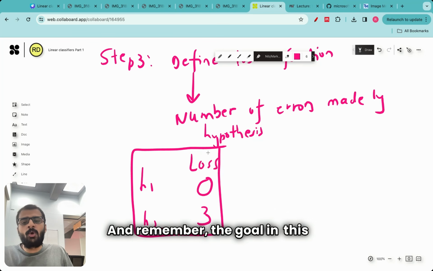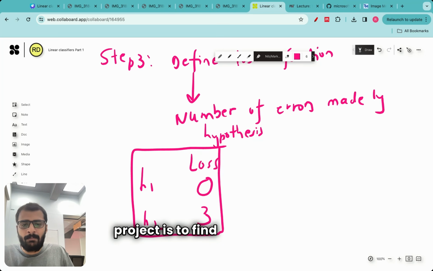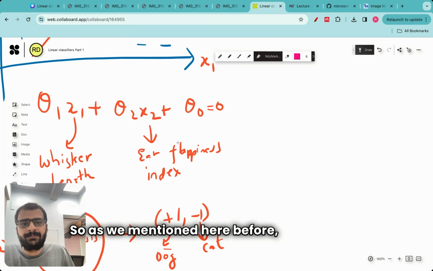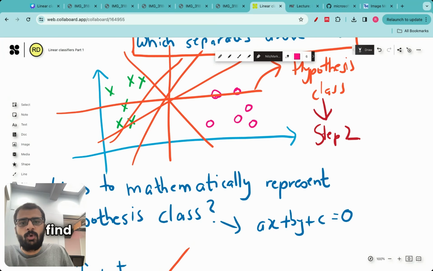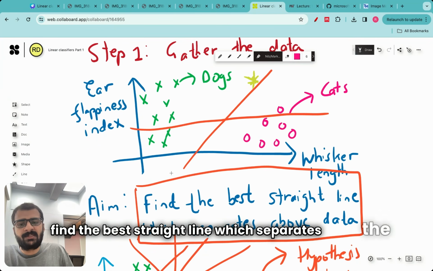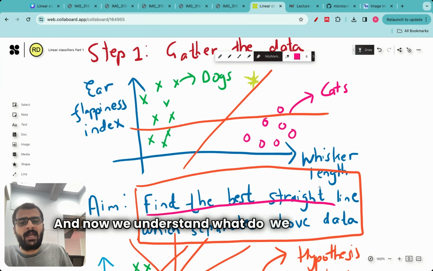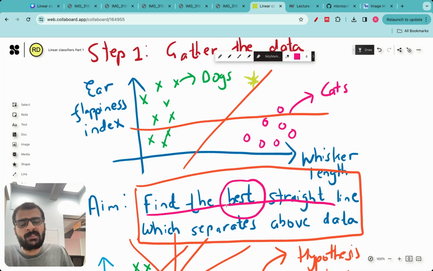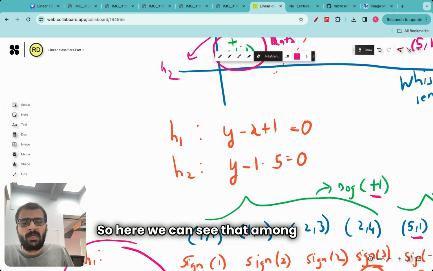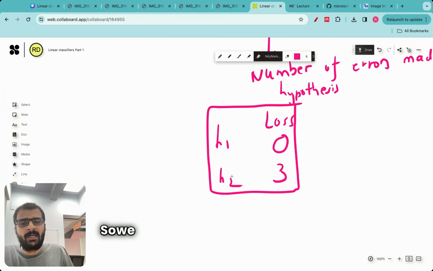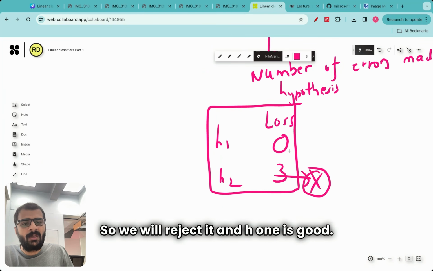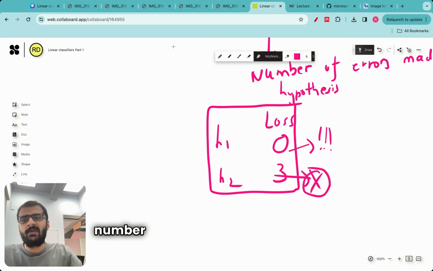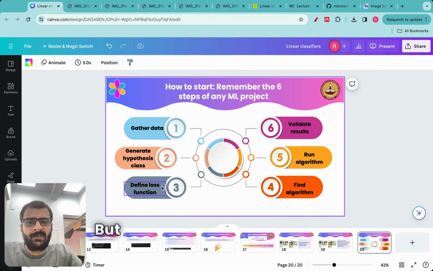And remember, the goal in this ML project is to find the best hypothesis. So as we mentioned before, the goal is to find the best straight line which separates the data. And now we understand what we mean by best, right? We need to find the straight line which gives us the lowest possible error. So here we can see that among these two lines, H2 is not good, so we will reject it. And H1 is good. Great. So up till now we have reached step number 3 of this ML project.